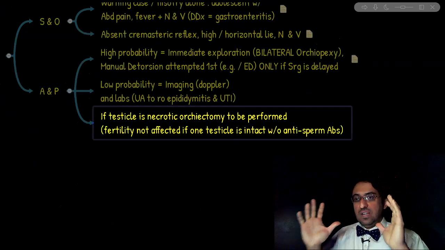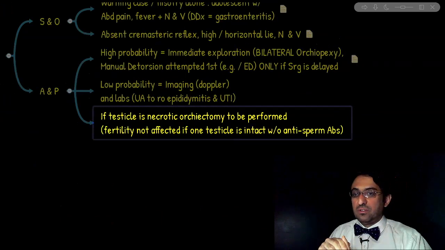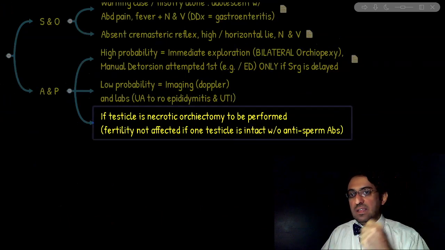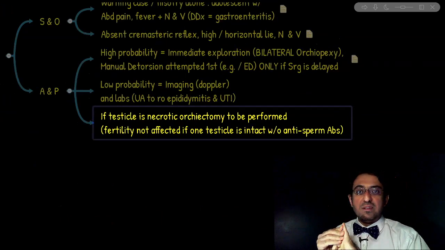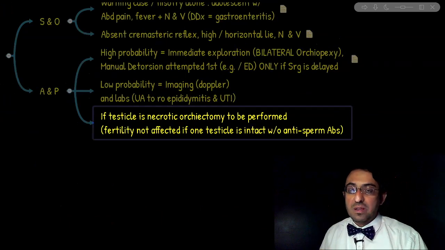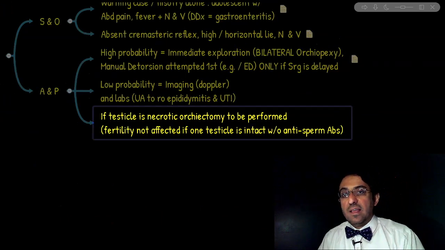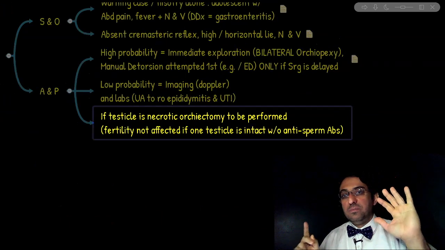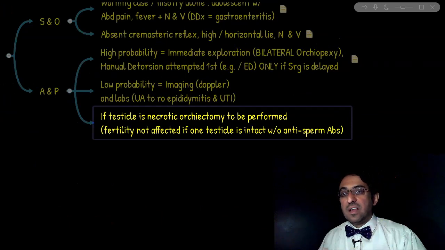Please really remember these decision point questions: high probability with 4 cardinal symptoms means immediate intervention, when the manual detorsion is attempted, when orchiopexy should be attempted versus orchiectomy, and when Doppler and other investigations are indicated. Each one of these could be a case either in standardized tests or in real life scenarios.